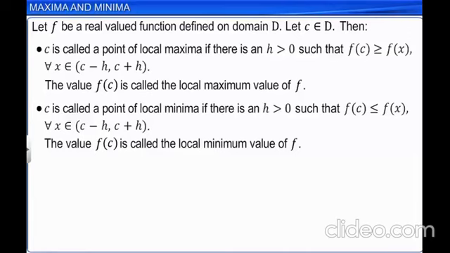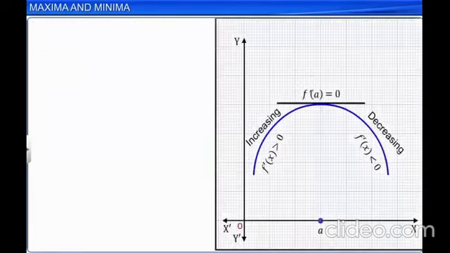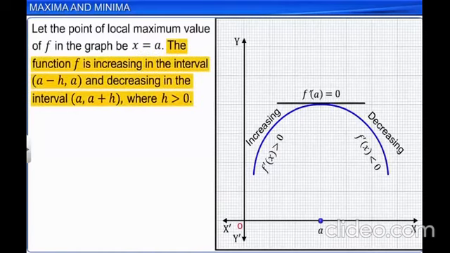Let the point of local maximum value of f be x equals a. Then, the graph of the function f around a is as shown. Here function f is increasing in the open interval (a minus h, a), and is decreasing in the open interval (a, a plus h), where h is a small positive number. We have the derivative of the function at a equal to 0.